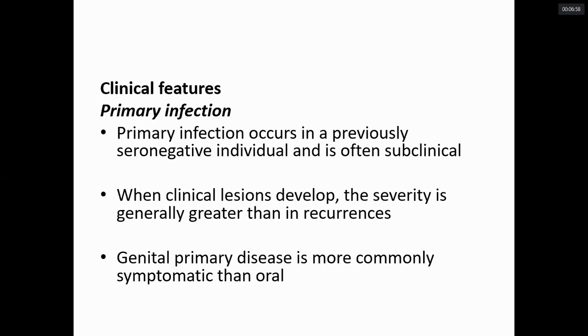In the clinical features, the primary infection is often subclinical. When clinical lesions develop, the severity is generally greater than in recurrence. That is, the first-time infection is always more severe than the recurrent infection. Genital primary disease is more commonly symptomatic than oral.